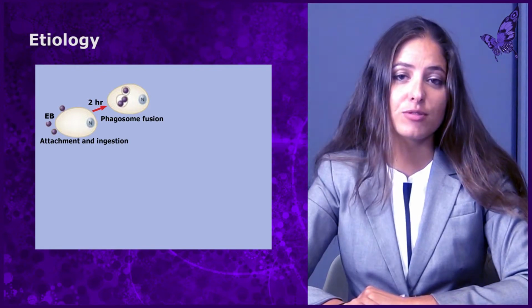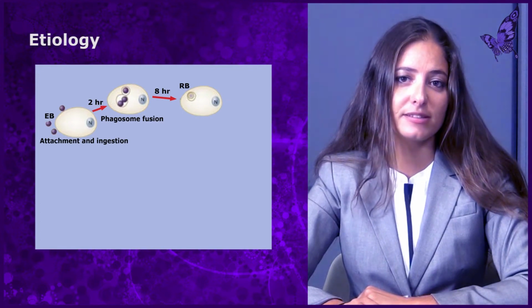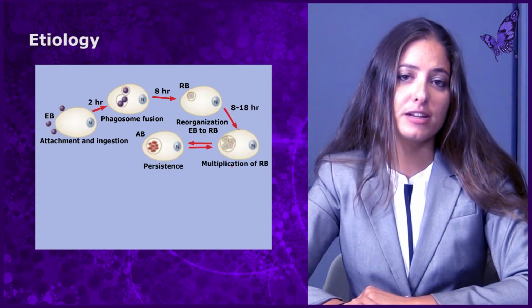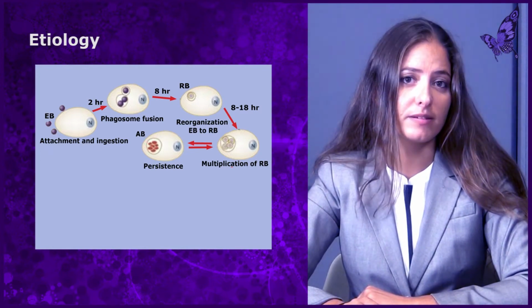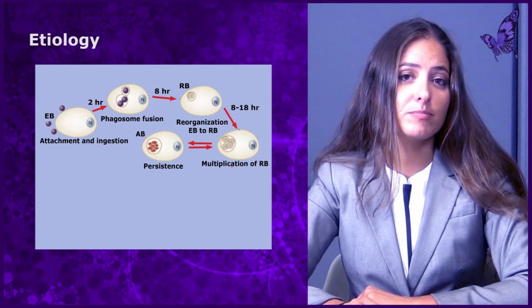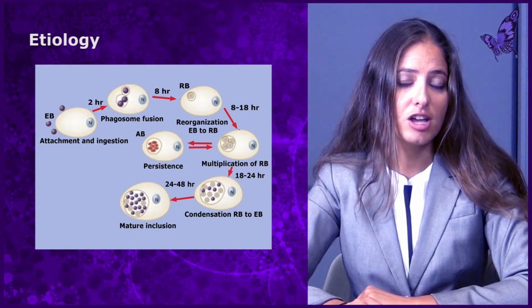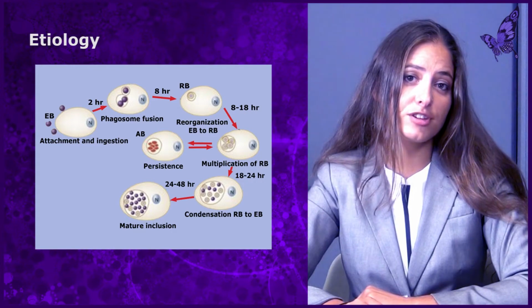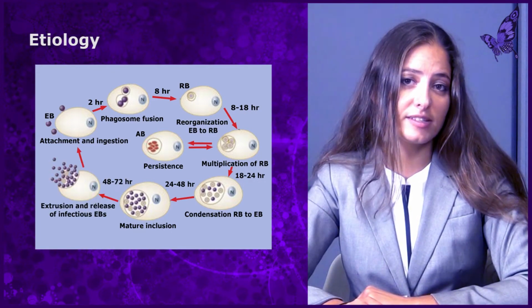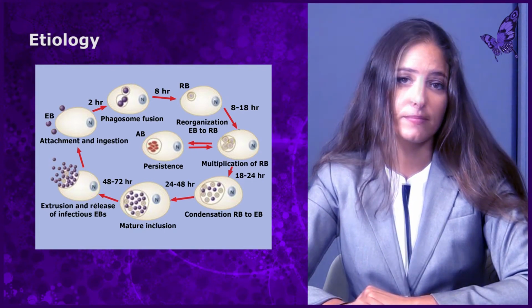Stage 2. Within 8 hours of EB ingestion, the reticulate body, or RB, forms and begins to exponentially multiply via binary fission within an intracytoplasmic vacuole called an inclusion body. The reticulate body is metabolically active and larger. Stage 3. Within 24 to 48 hours, reticulate bodies revert back to elementary bodies. When the host cell lyses, its EBs are released into the extracellular environment where they can further invade neighboring cells.